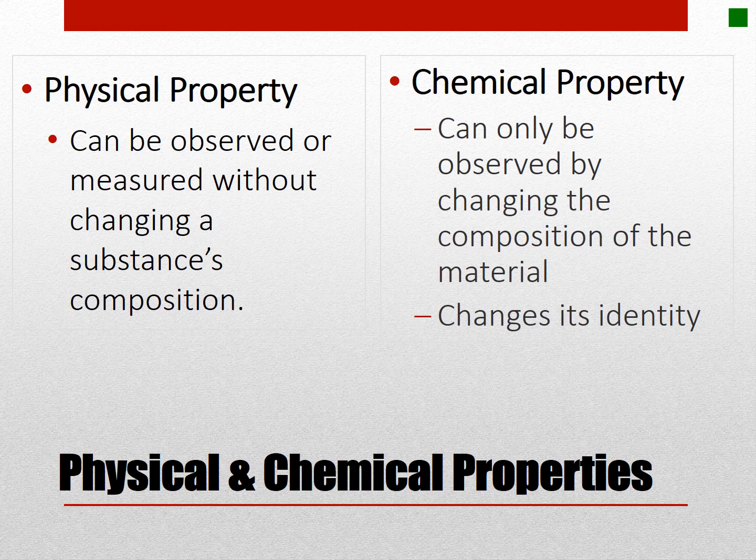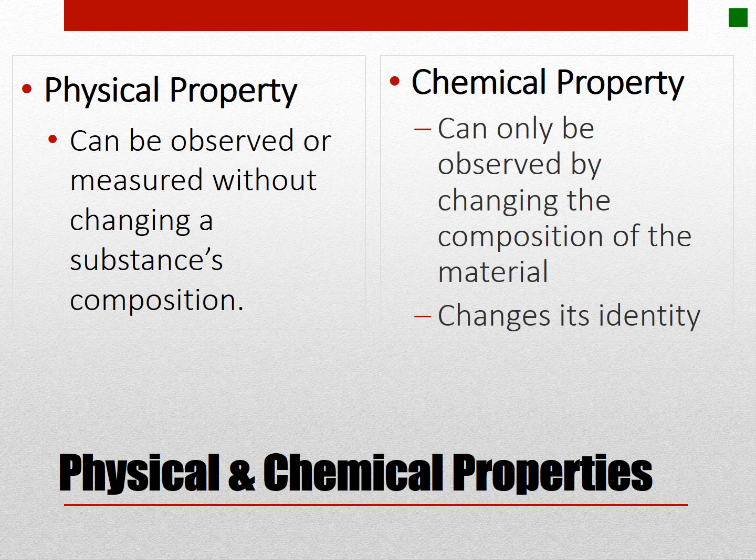A chemical property is something that can only be observed when you actually change what it's made out of. So you're changing the identity of it. An example of a chemical property would be that it is flammable. In order to see if it is flammable or not, you would have to try to burn it. If I burned it, I would be changing what it was actually made out of.